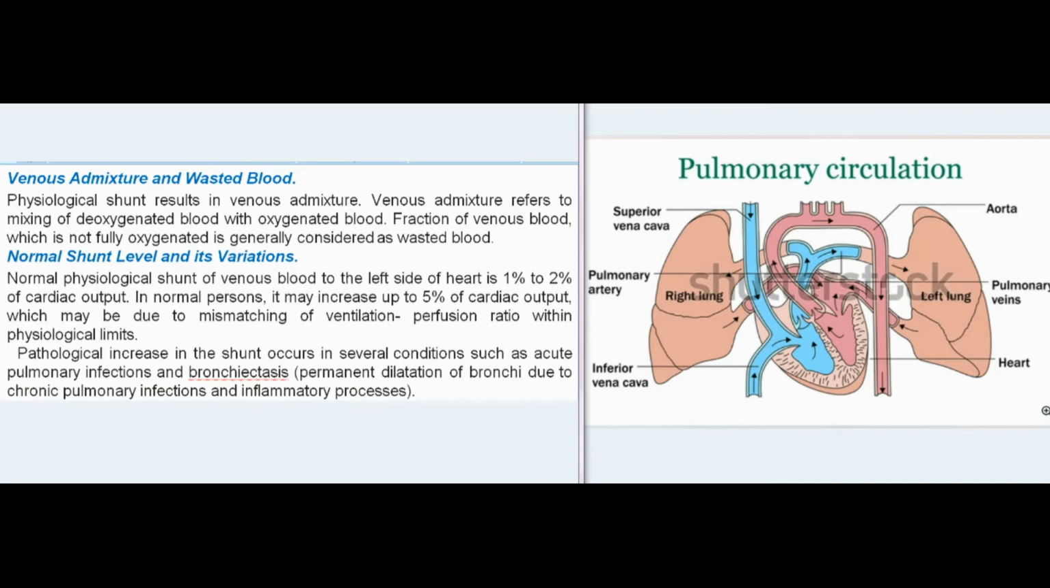Normal shunt level and its variations. Normal physiological shunt of venous blood to the left side of the heart is 1% to 2% of cardiac output. In normal persons, it may increase up to 5% of cardiac output, which may be due to mismatching of ventilation-perfusion ratio within physiological limits. Pathological increase in the shunt occurs in several conditions such as acute pulmonary infections and bronchiectasis, permanent dilatation of bronchi due to chronic pulmonary infections and inflammatory processes.